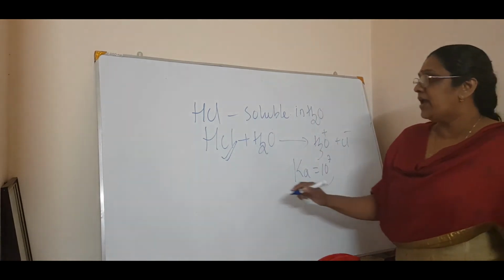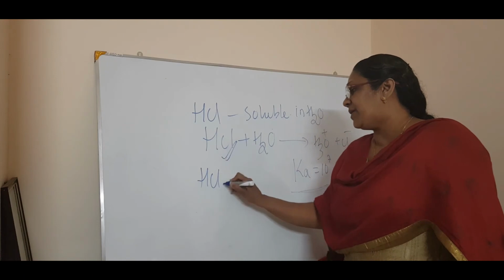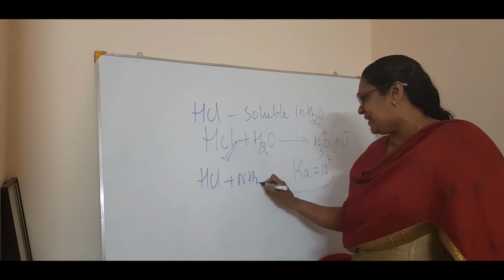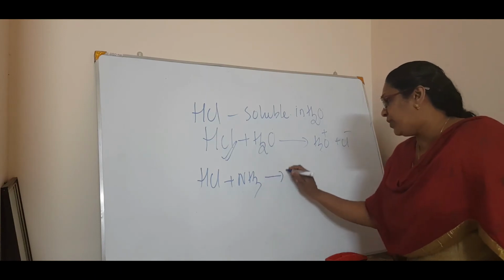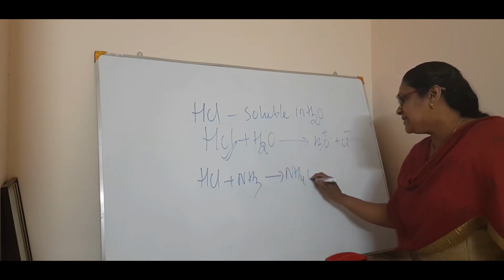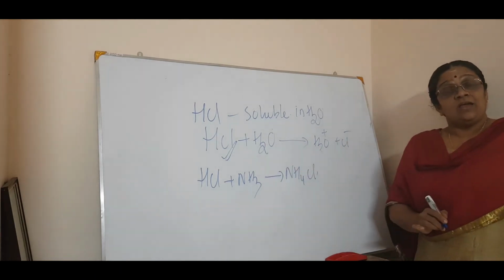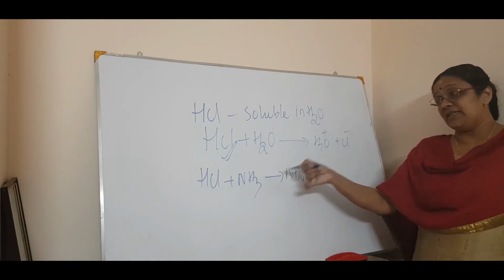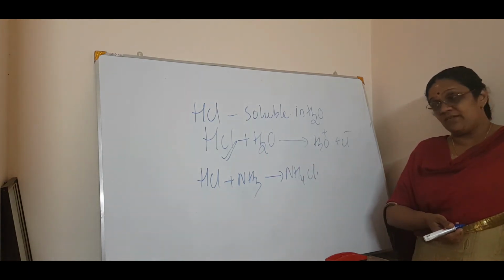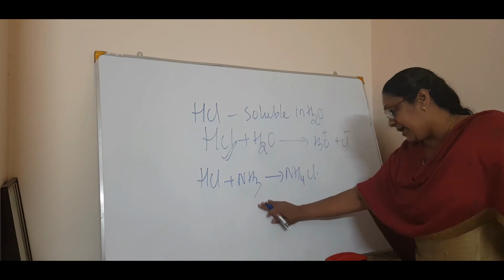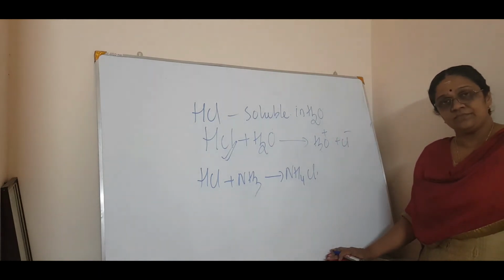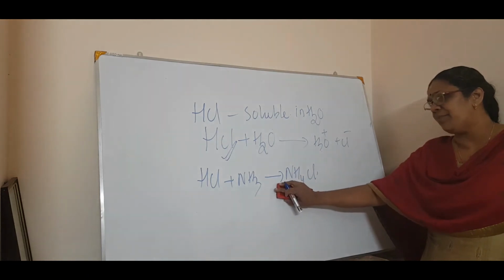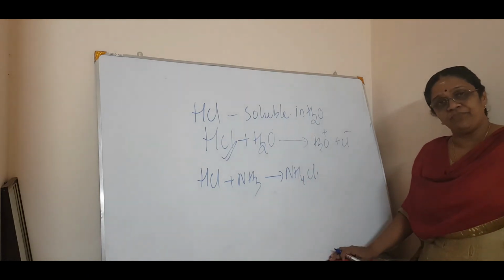Now again for the reaction HCl plus ammonia. Just a reaction, correct? That is HCl plus ammonia will form what? NH4Cl. You have seen this in the lab, isn't it? NH3 plus HCl will give you ammonium chloride. This is a very simple equation.